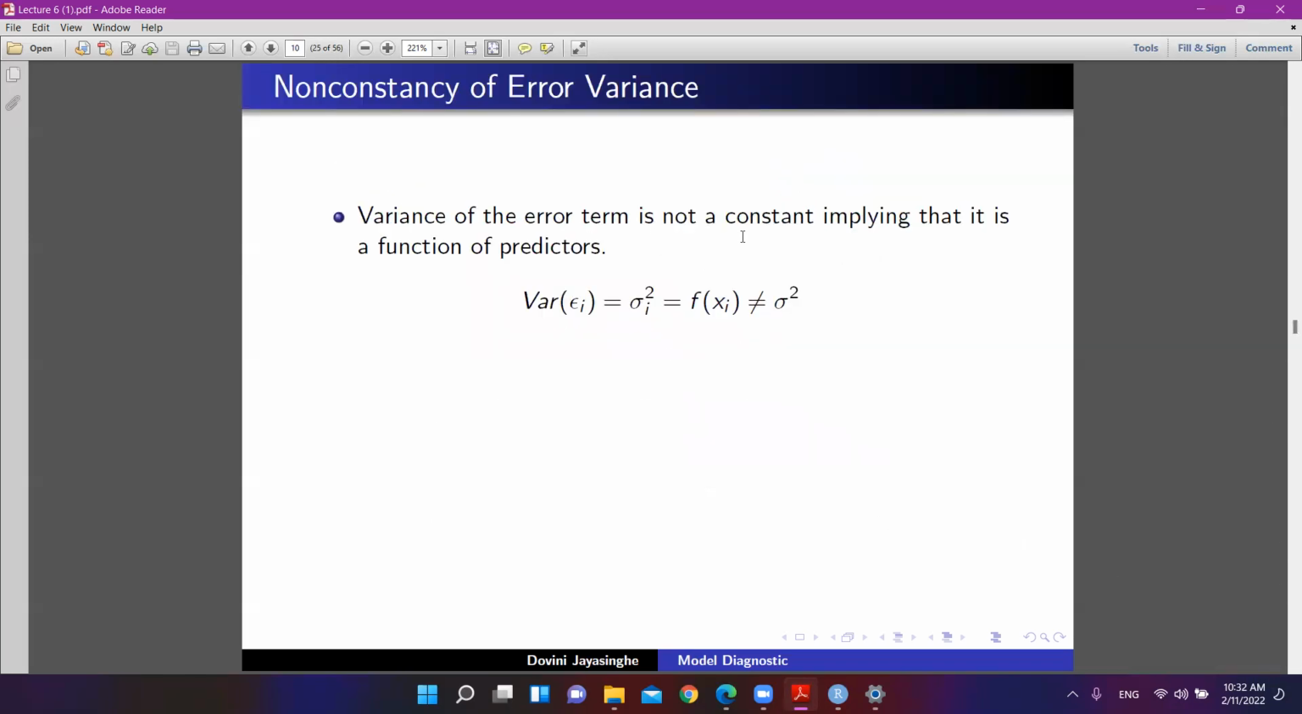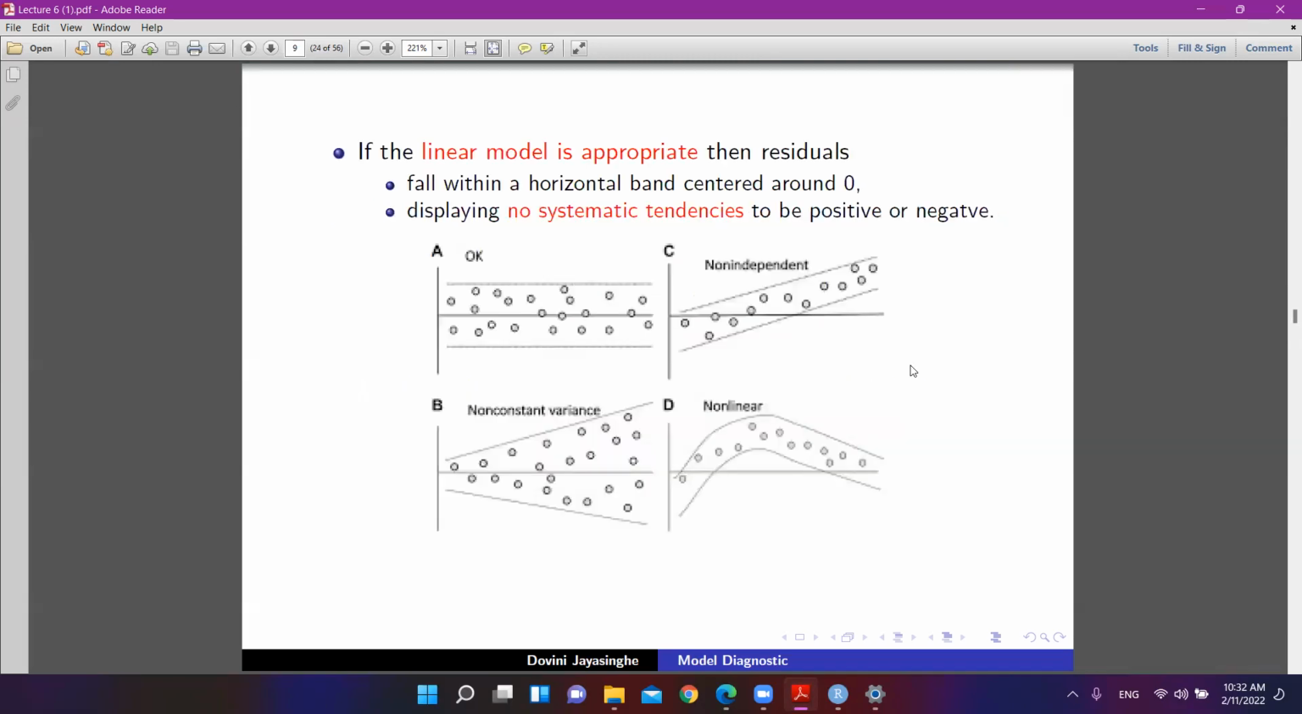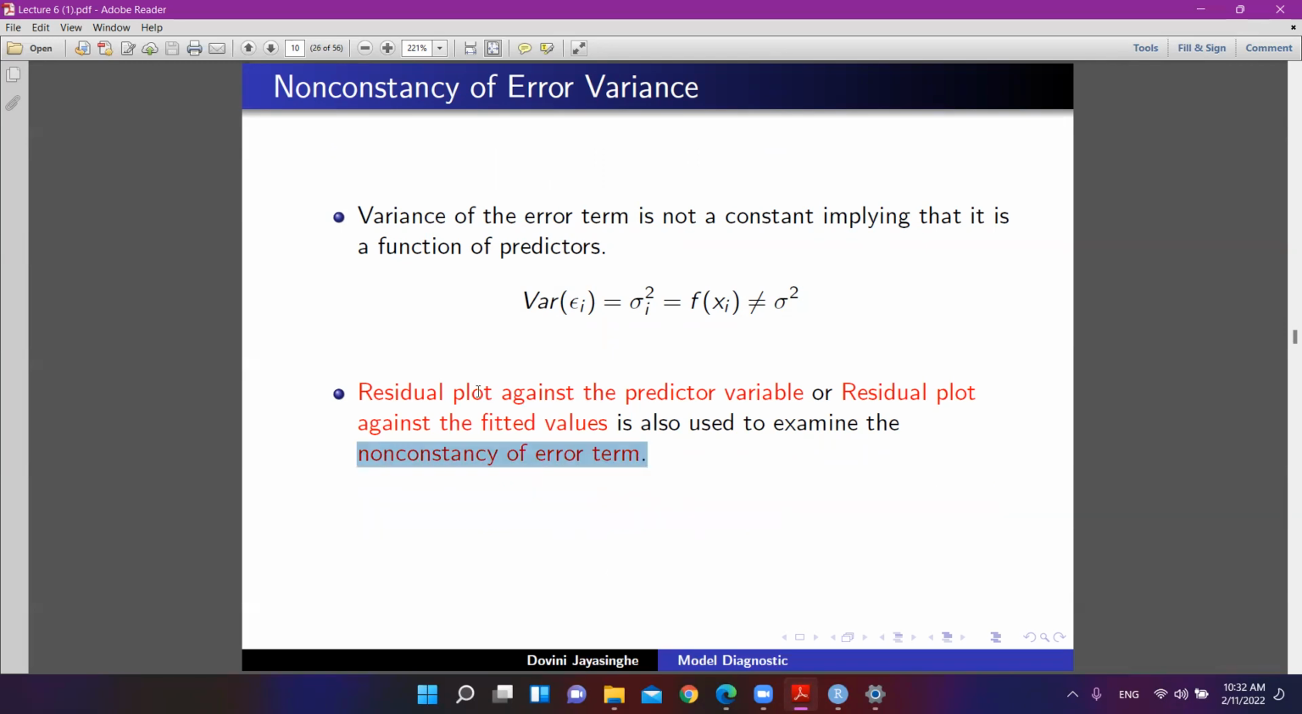Variance of the error term is not a constant, implying that it is a function of the predictors. That is understood. Residual plots against the predictor variable, right? Or residual plots against the fitted values, residuals versus X, residuals versus fits, are also used to examine the non-constancy of the error term. If the variance of the error term is constant, then the above plots don't show any pattern, which we discussed here.